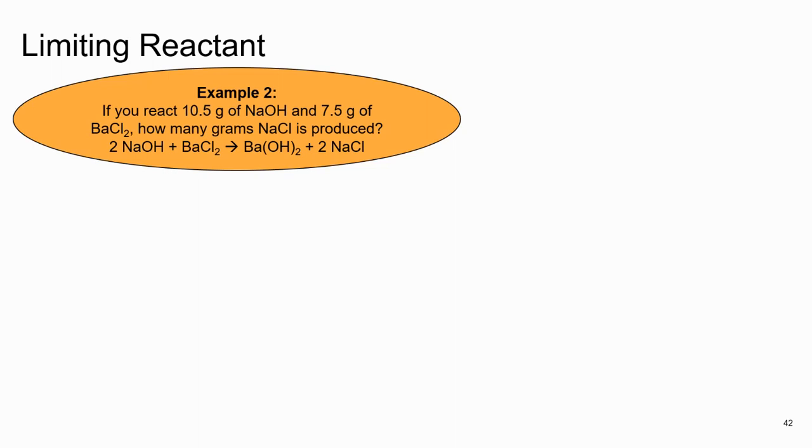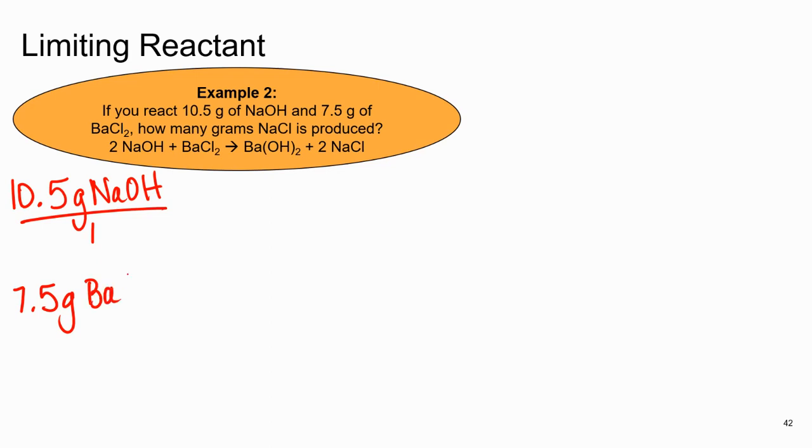So we're going to try another type of limiting reactant problem. It says if you react 10.5 grams of NaOH and 7.5 grams of barium chloride, how many grams of NaCl, sodium chloride, is produced? So again, we have two knowns. We have 10.5 grams of sodium hydroxide is one known. We'll put that over 1. Our other known is 7.5 grams of barium chloride. Put that known over 1.